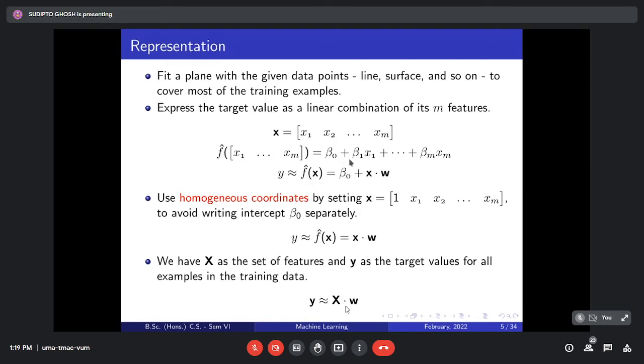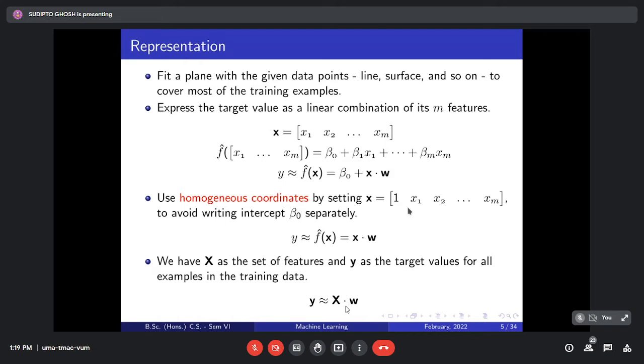Now, just to make our lives a little bit easier and to account for this intercept term, because there is no space in this feature vector space to account for the intercept, we can add one more column in our data, in our features, of ones. Here I am taking it by convention on the left hand side.